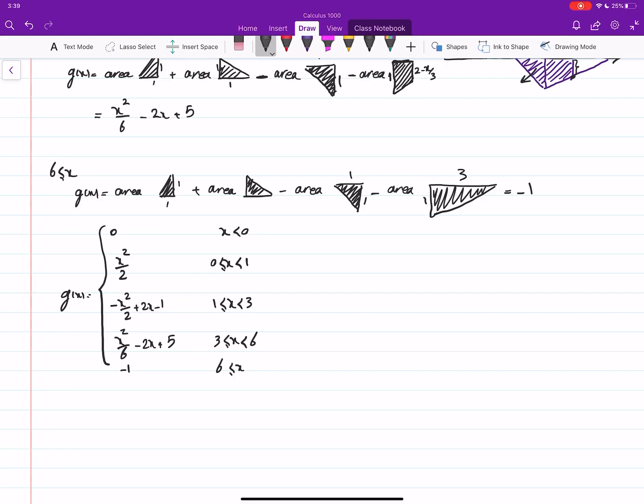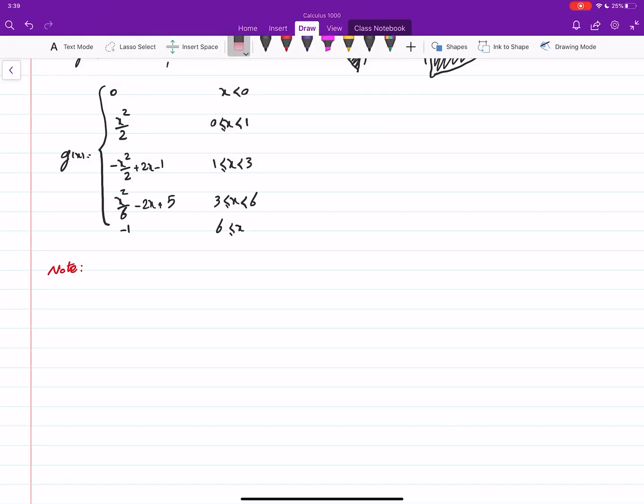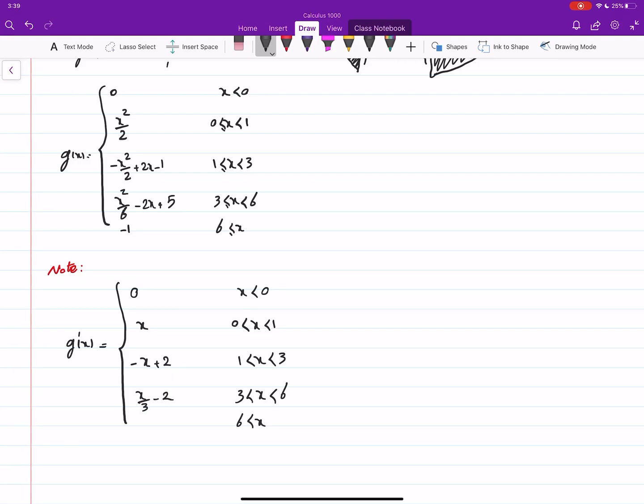Well, the example is done, but something interesting is that if you look carefully at this function, you try to differentiate. You can differentiate this function at least on the open intervals. So if x is between 0 and 1, you differentiate, you get x. For x less than 0, you get 0. For x between 1 and 3, you get minus x plus 2. For x between 3 and 6, it is x over 3 minus 2, and for x bigger than 6 it is 0.